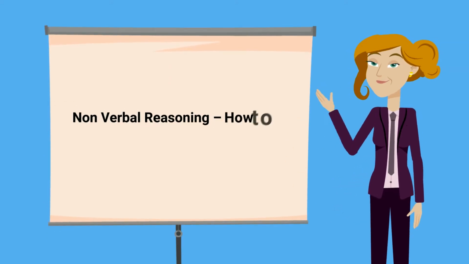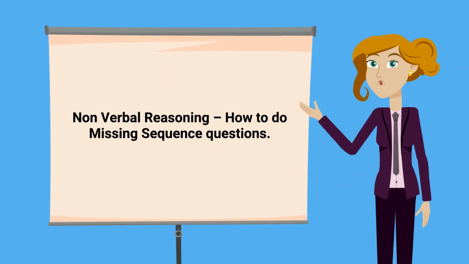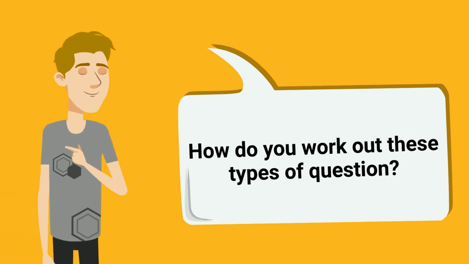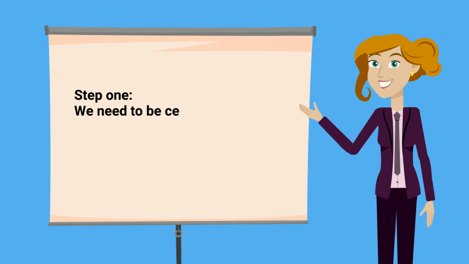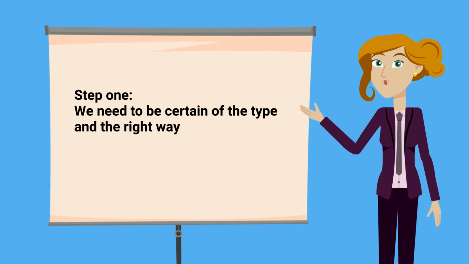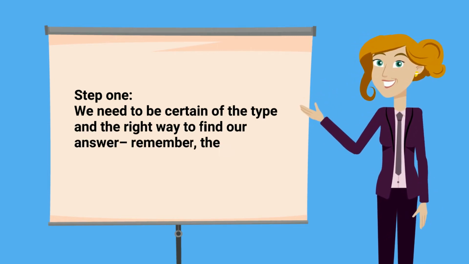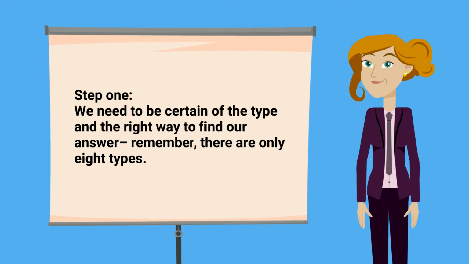Non-verbal reasoning. How to do missing sequence questions. How do you work out these types of questions? Step 1. We need to be certain of the type and the right way to find our answer. Remember, there are only 8 types.